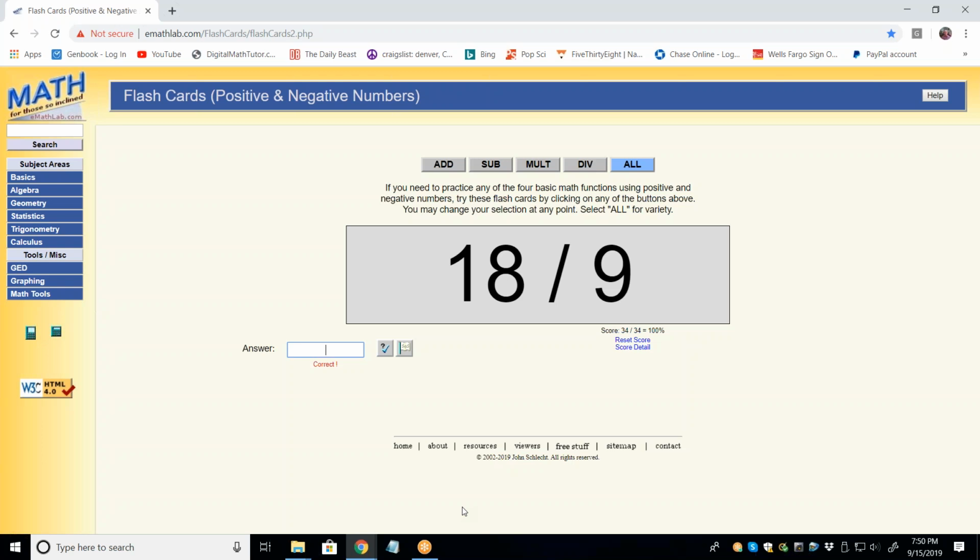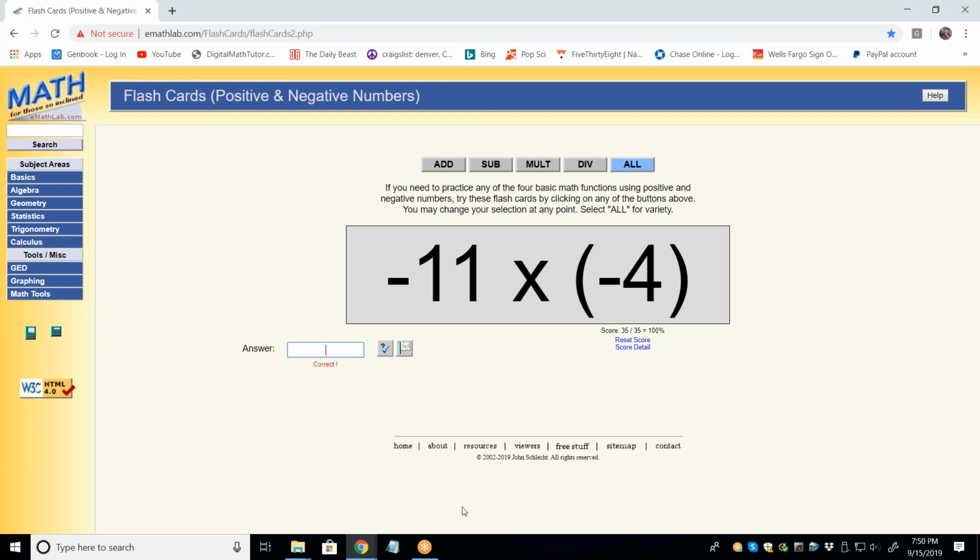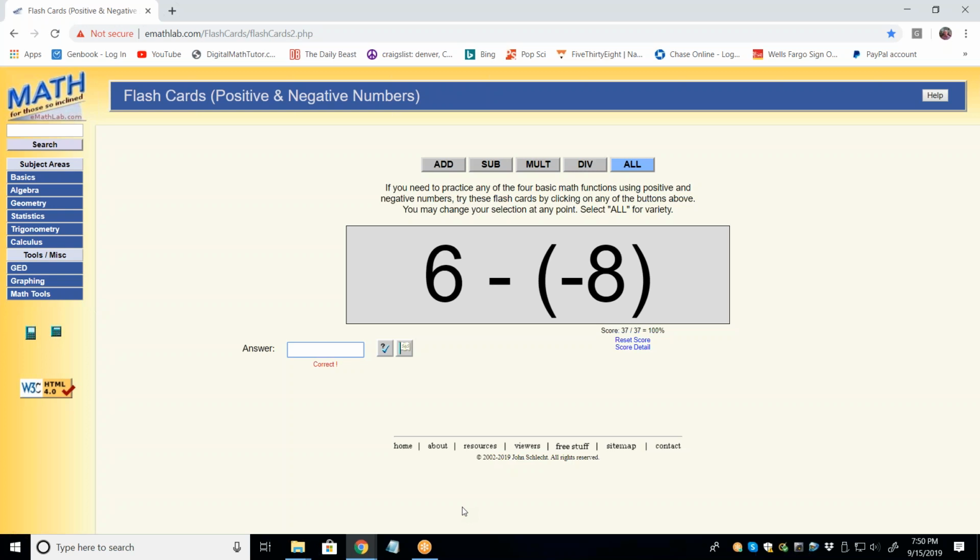Go. 2. Go. +44. Go. Set your timer for 9 minutes. 1. Go. First, always, when you see more than one minus sign, turn it into an addition problem. +14. Exactly.